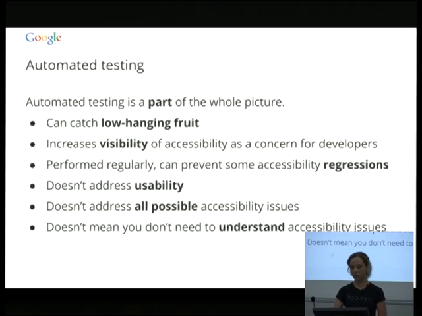So it doesn't address usability. So it doesn't address things like having an interaction which is simply inaccessible, or like having something which is technically accessible but completely unusable because it's so complicated. It doesn't address all possible accessibility issues, so I'll get to a bit later that there are actually issues that it's impossible to check for automatically. And it doesn't mean you don't need to understand accessibility issues, unfortunately. You still need to be able to fix the issues when you find them.